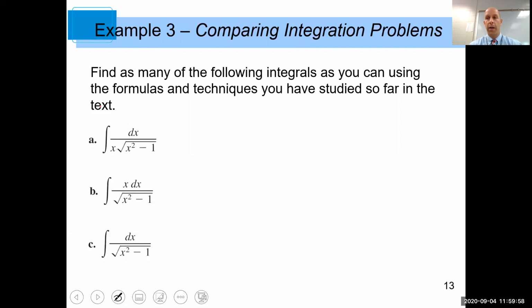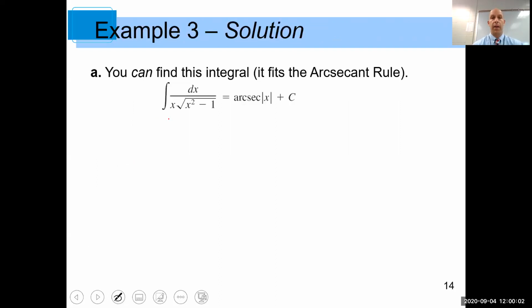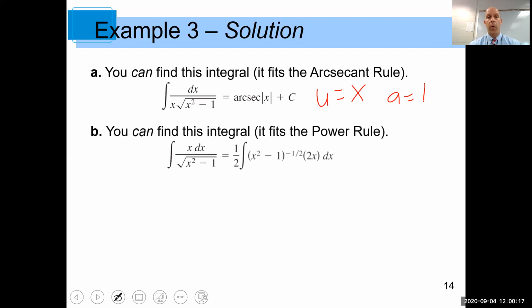What's that first one kind of look like? That looks like a rule we did today, doesn't that look like something we did today? It sure is. That is, in this case, remember, u here would be x and a would be 1. So that is simply the arc secant absolute value of x plus c. Second one requires a little bit more work, but we can do it. And I'd like you to think about how that works, how that came about.